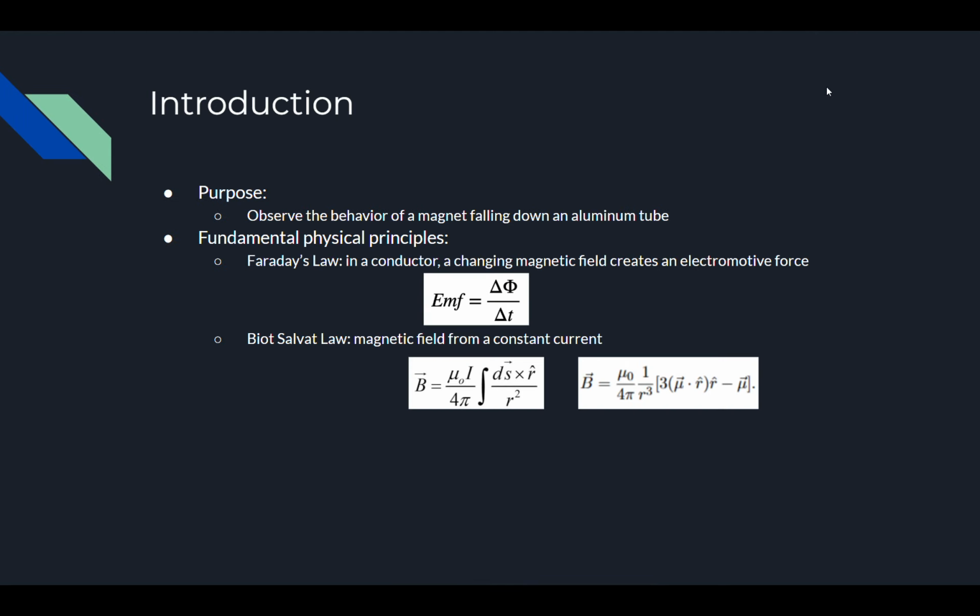To introduce this lab, the purpose is to observe the behavior of a magnet that falls down an aluminum tube. For the fundamental physics principles, the first one is Faraday's law, which states that in a conductor, a changing magnetic field creates an electromotive force, or that EMF is equal to the change in flux over time. And then there's the Biot-Savart law, which calculates the magnetic field from a constant current, which uses this formula as well as this formula, which is construed in certain situations.